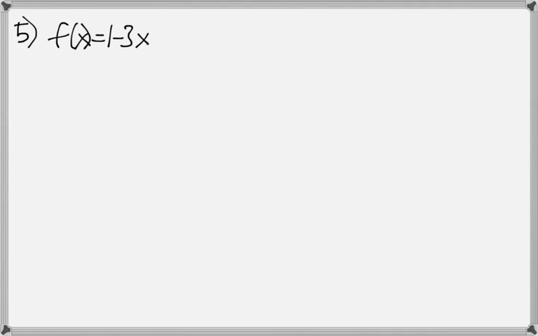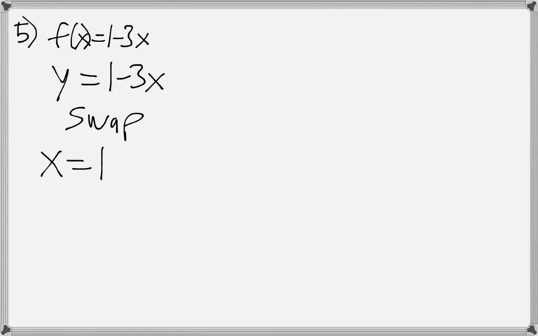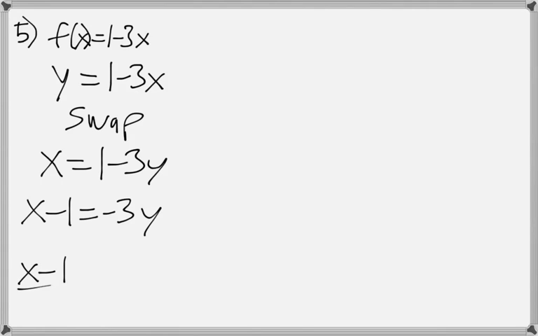So if we look at number 5, again, my first step is to not write it in functional notation. So I don't want to use f of x, I want to use y. Then I want to swap. So instead of y, I'm going to write x. And it's going to be 1 minus 3y. So I've just completely switched where my x and my y are. So now I need to solve for y. So I need to subtract 1. And then I need to divide both sides by negative 3.